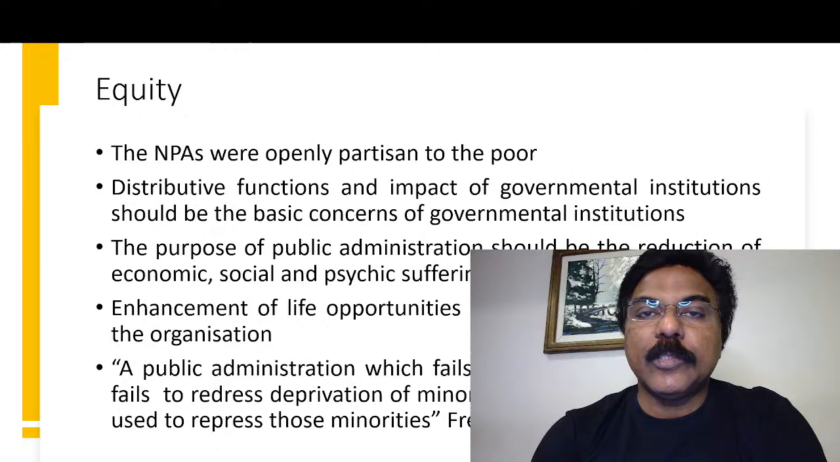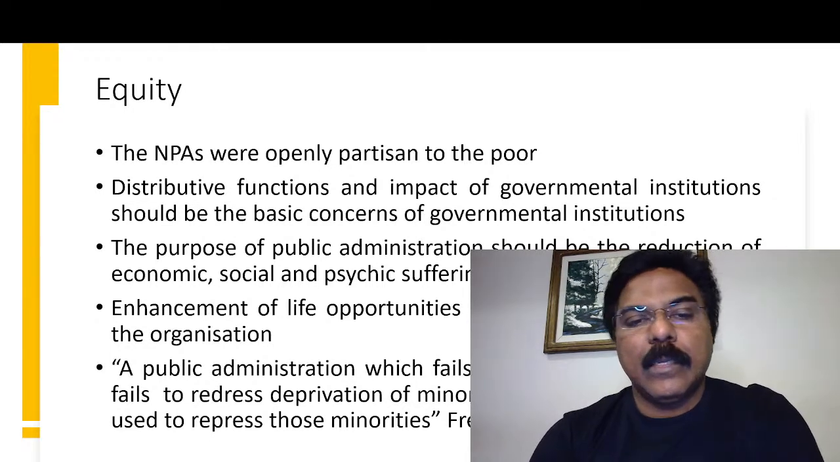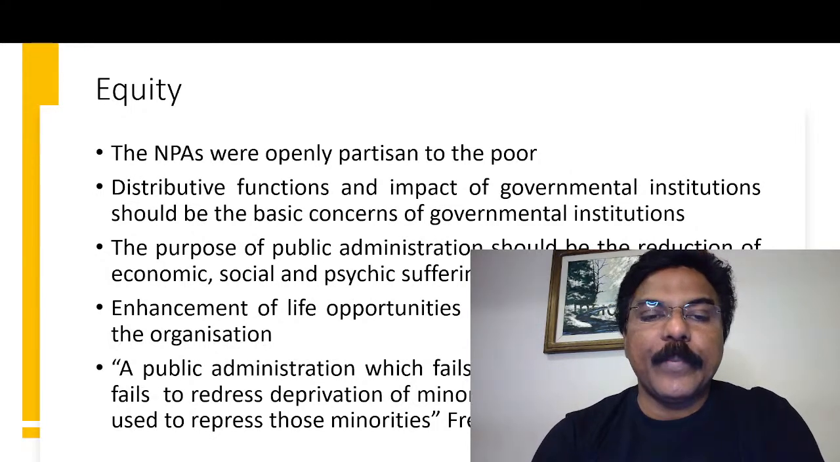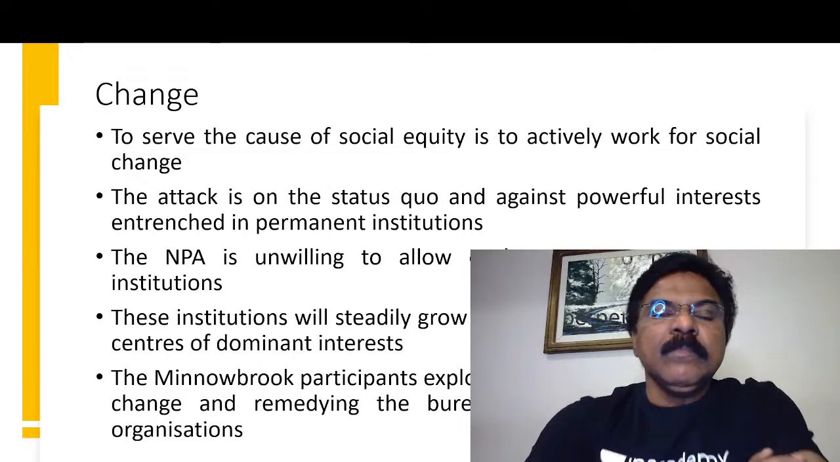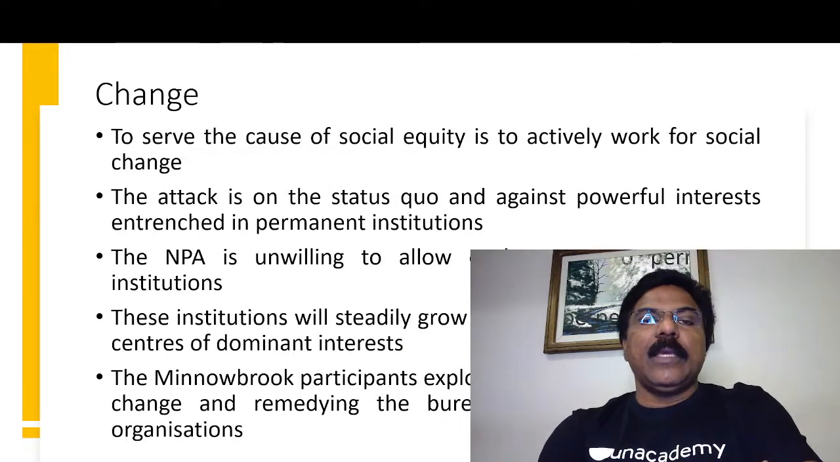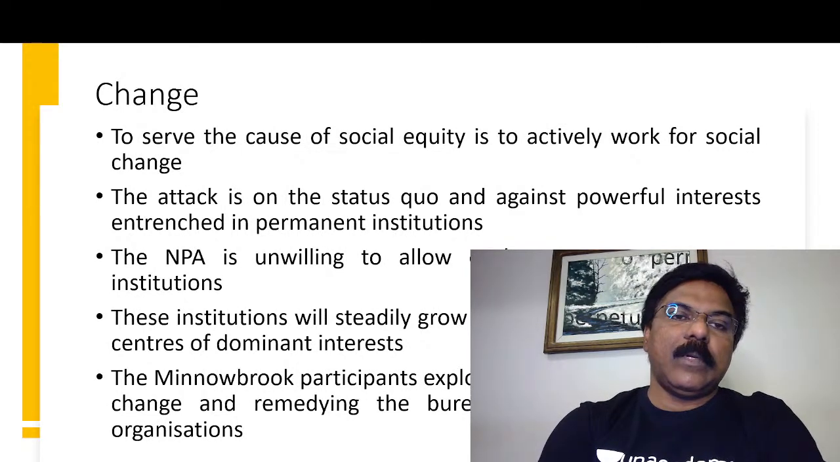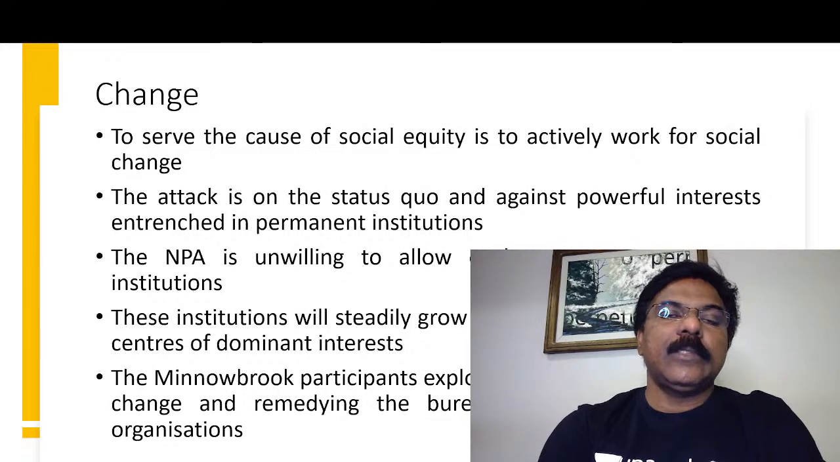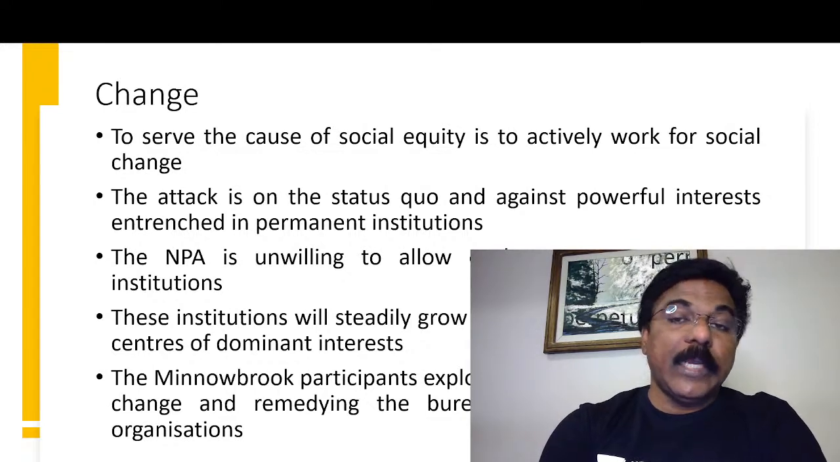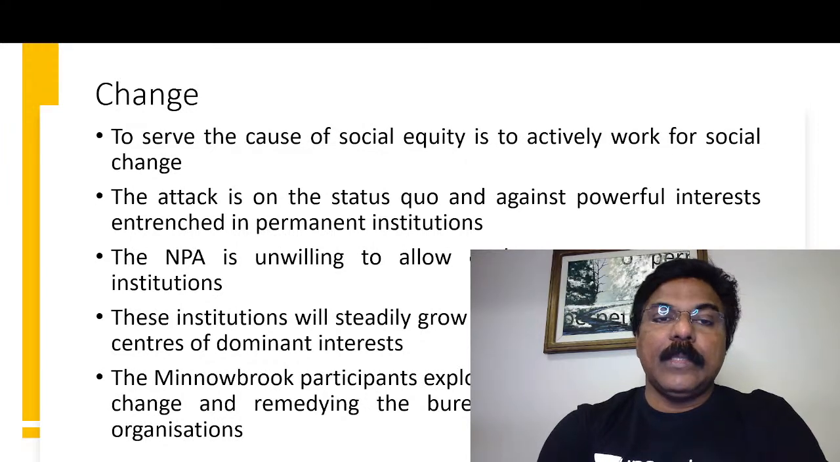A public administration which fails to work for changes, which fails to redress deprivation of minorities, will likely be eventually used to repress those very minorities. What about change? Obviously, relevance, values, and equity will bring change. To serve the cause of social equity itself is to actively work for societal change. The attack is on the status quo and against powerful interests entrenched in permanent institutions.